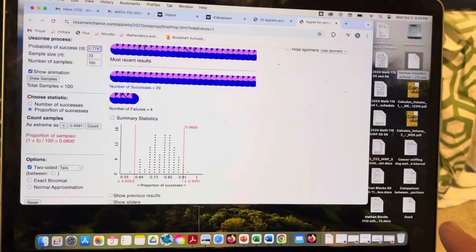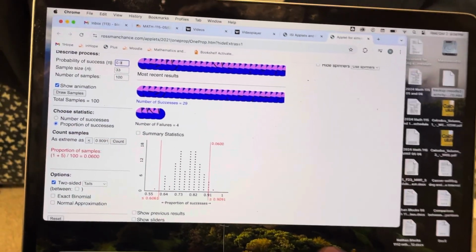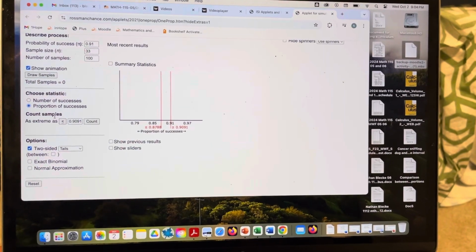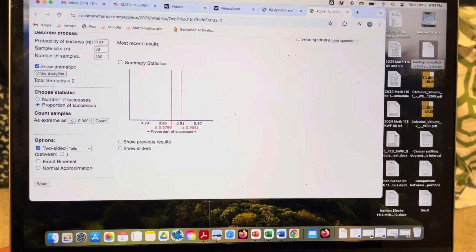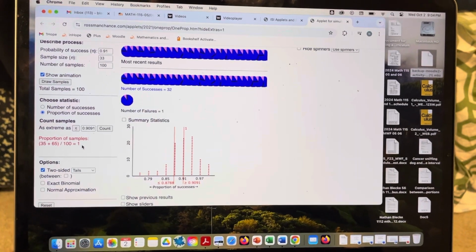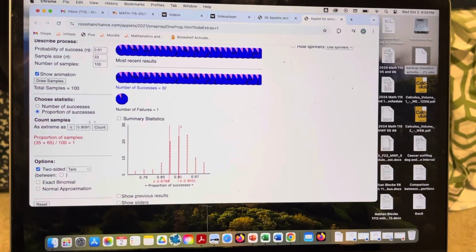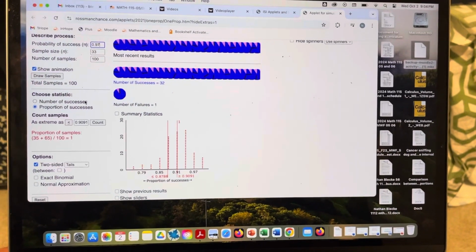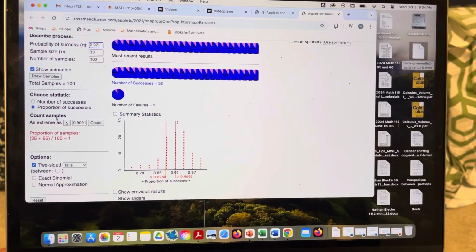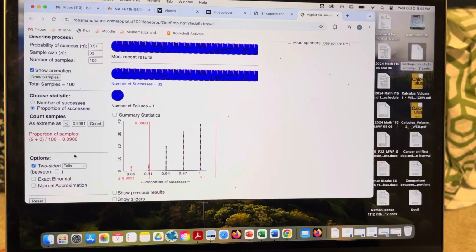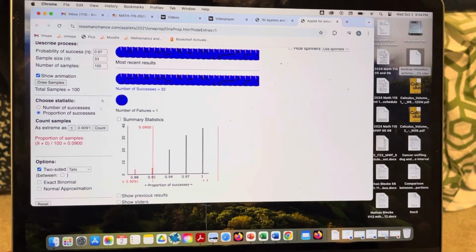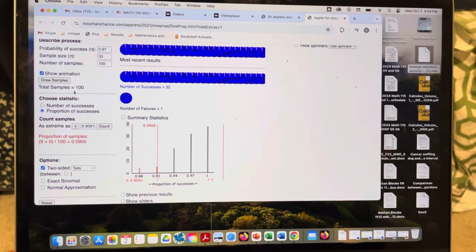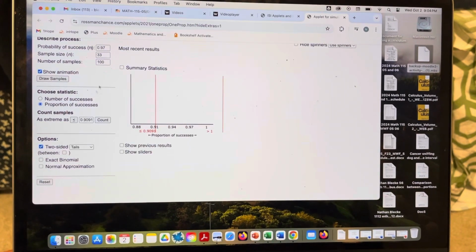I'm going to go to 0.91, and I'm going to reset, and draw samples, and whoops, that's too close. How about 0.97? See, it's too close because it's saying it's definite, right? It's at 1. So at 0.97, my p-value is 0.09.